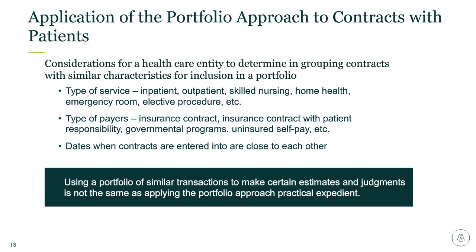the revenue recognition standards. Using a portfolio of similar transactions to make certain estimates and judgments is not necessarily the same as applying the portfolio approach practical expedient, however. In other words, if you're using a historical collection percentage to assess certain things, for example, as Kimberly mentioned before, you're using a historical collection percentage to assess collectability in step one for a single contract, that's not necessarily using the portfolio approach.